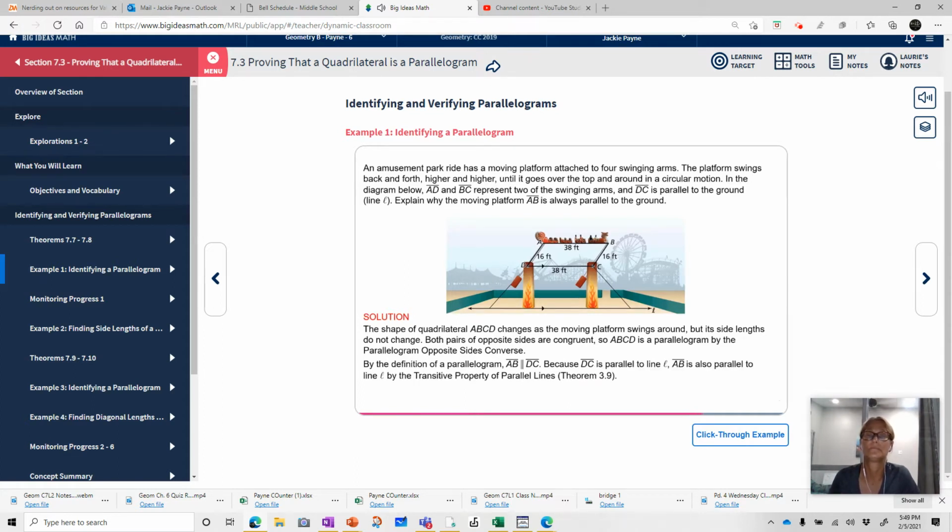Because segment DC is parallel to line L, segment AB is also parallel to line L by the transitive property of parallel lines. So, the moving platform is parallel to the ground. And that's it.